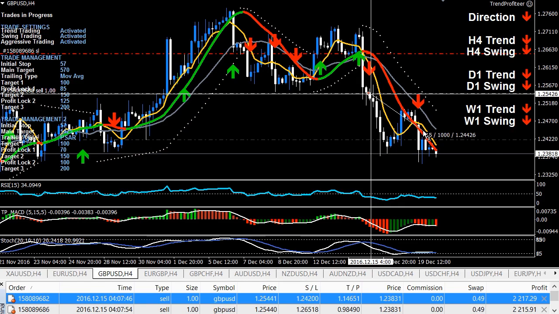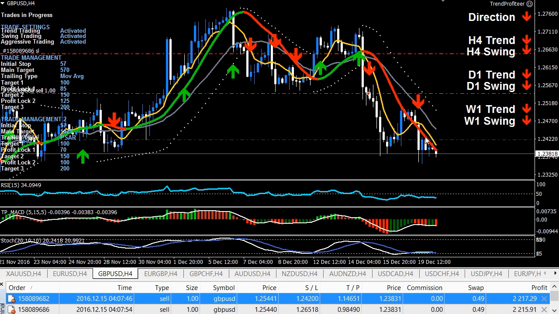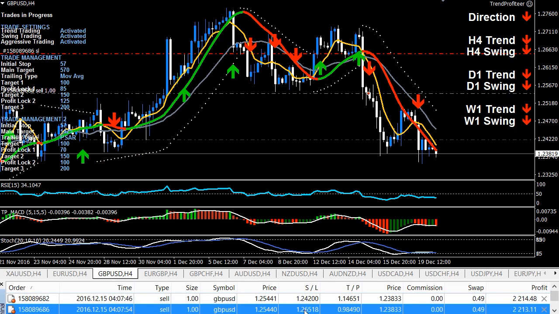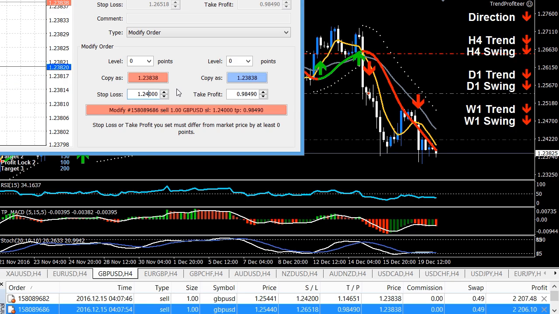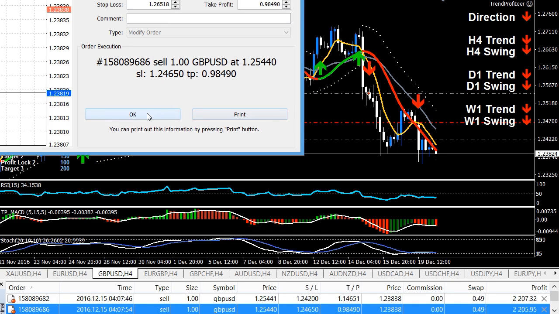$4,500. And these are just on one lot trades. The pair has moved significantly. It's a really good trade when you're doing 100 pips or more. That is a really, really good trade. Unlike traders out there that are happy with 10 or 20 pips, good for them, but that's not the type of system that we have here. So I'm going to move my stop on my second position to 124.65. Click the modify button, and there you go.